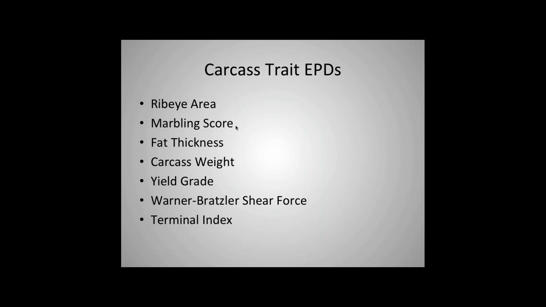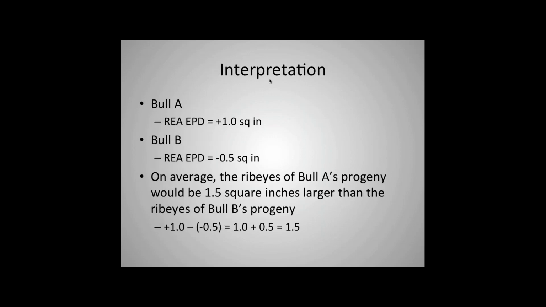Some have percent retail product. Others have different indexes that they use. We're probably one of the few, the IGS is probably one of the few with Warner-Bratzler shear force. We got that data through an old project run by NCBA, probably about the year 2000 or so, and they collected actual tenderness data on some slaughter progeny that they had.